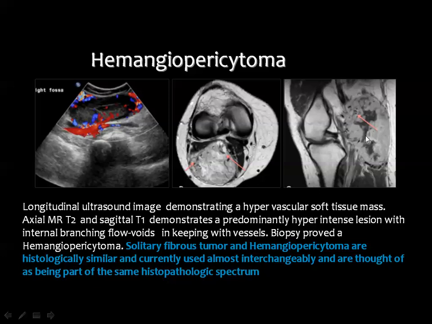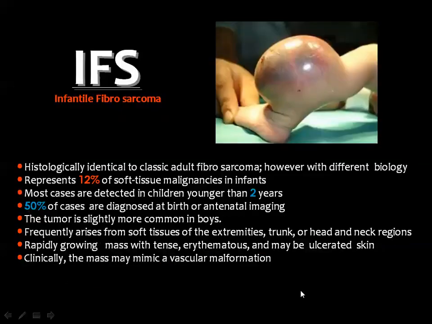Then this is hemangiopericytoma, and by ultrasound you see extensive hypervascularity, and also by MRI you see the extensive hypervascularity. Now we came to the malignant component of the previously mentioned group of the tumors, and we have the infantile fibrosarcoma and the adult type of the fibrosarcoma.